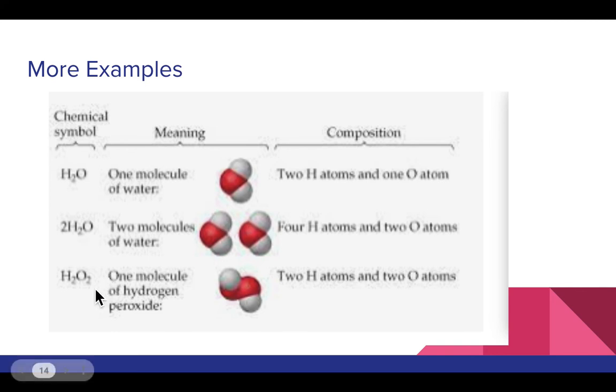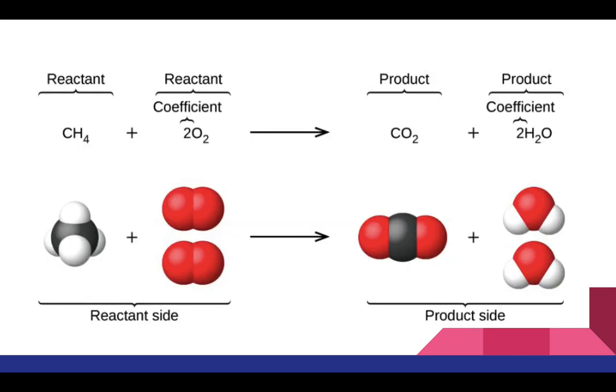Now look at the difference. If we had put the 2 down here, that would indicate a different molecule, one that has the proportion of 2 hydrogens to 2 oxygens. This is a molecule of hydrogen peroxide. Many of you may know that as a disinfectant you use on your cuts and injuries.